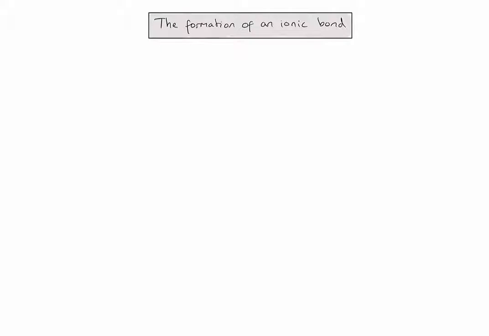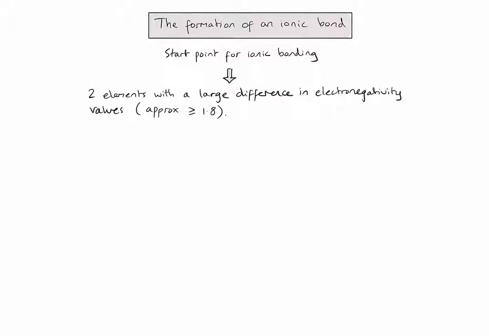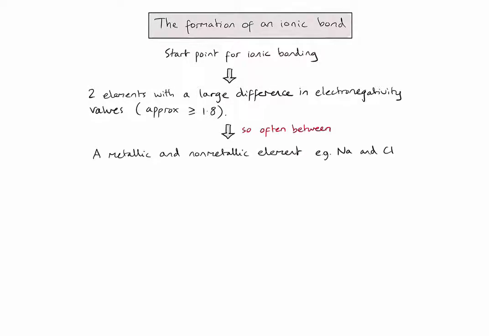So let's consider the start point for ionic bonding. In order to form an ionic bond, we're really looking for two elements with a large difference in electronegativity. As a general rule, we're looking for a difference of approximately 1.8 or greater in order to find significant ionic character in a bond. And because we're looking for two elements with large differences in electronegativity, we're often talking about a metal and a non-metal element. And why is that?